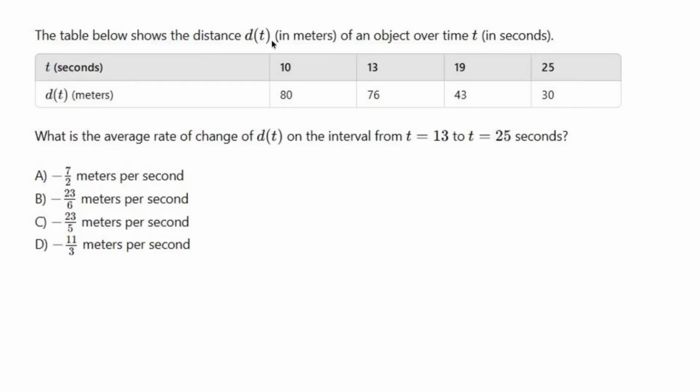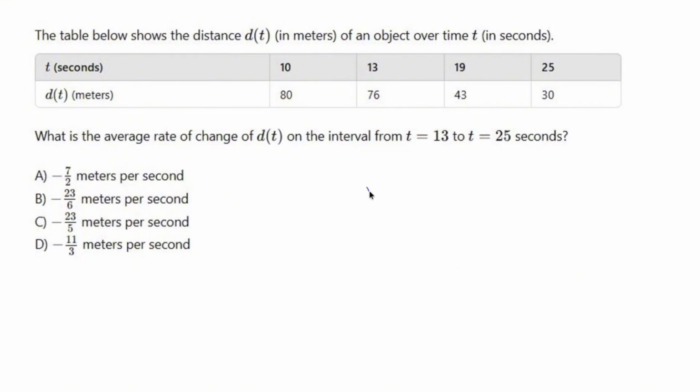The table below shows the distance d of t in meters of an object over time t in seconds. So we have time t in seconds. We got 10, 13, 19. No pattern, no special order here except that it is in order. And these just go down in no particular order either. Doesn't matter. What we're trying to find is the average rate of change.